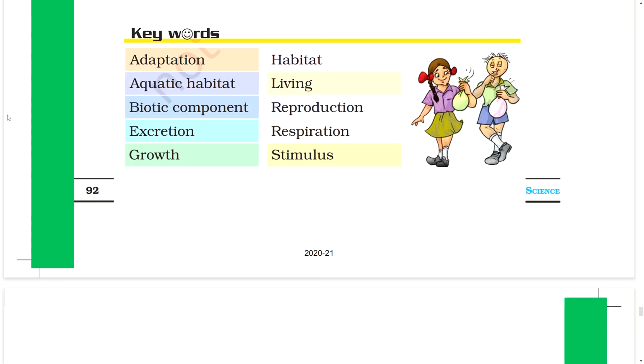Keywords: adaptation, aquatic habitat, biotic component, excretion, growth, habitat, living, reproduction, respiration, stimulus.